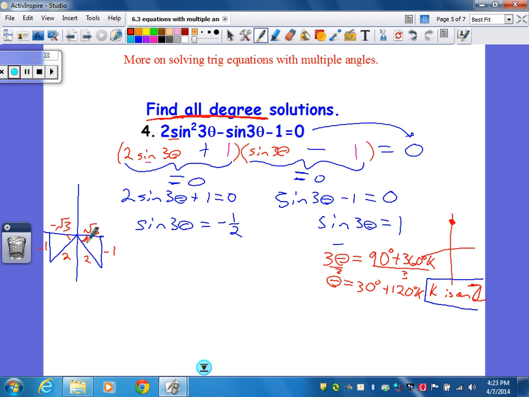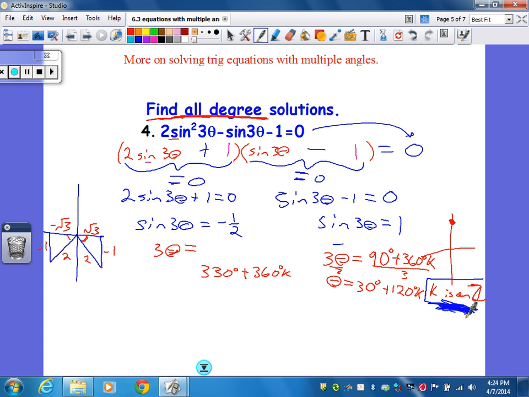So now we have 3 theta. We're looking at those angles, and remember we need all angles. So 3 theta is equal to this angle and that angle. I'm looking at my reference angle: 360 minus that 30 is 330 degrees. So 330 degrees plus 360 degrees k, once again for k being an integer. This is huge right here. If you don't write this, that's the difference between a right and wrong answer.